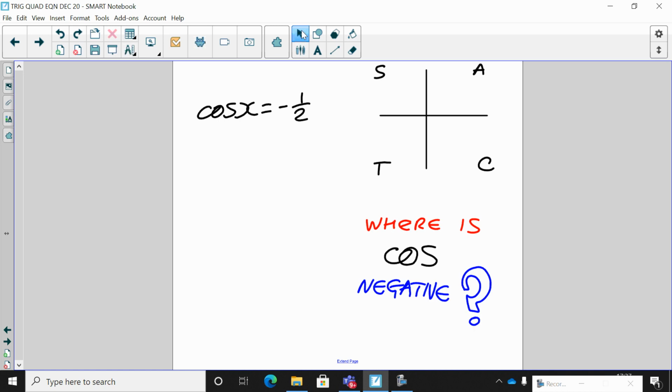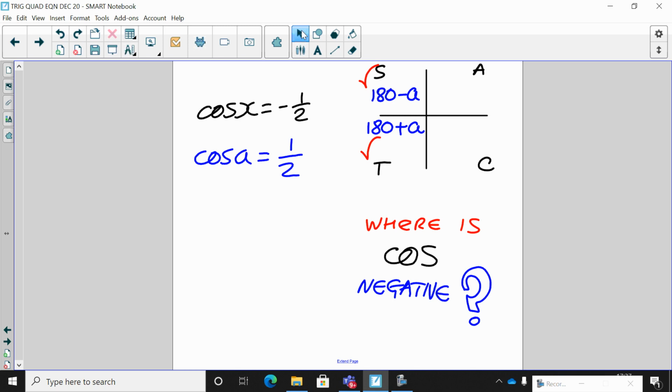Where is cosine negative? Sine and tangent, we've seen that before. Okay, 180 minus, 180 plus. Remember at this point here, get rid of the negative because the quadrant check doesn't work with negative values here. So cos A equals 1/2.